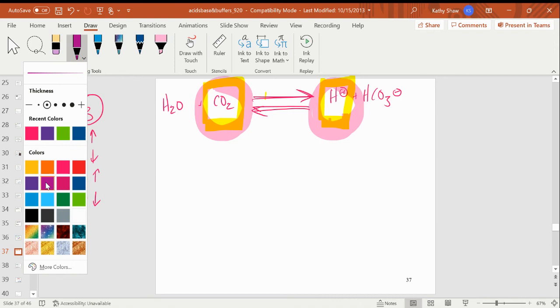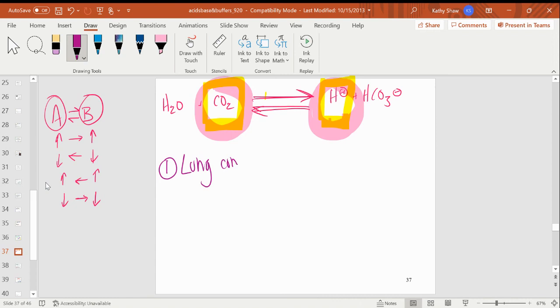So the first one, I have a lung condition, and that's going to get important later. I have a lung condition, and it's preventing me, I don't expect you to know anything about emphysema, preventing me from getting rid of carbon dioxide.